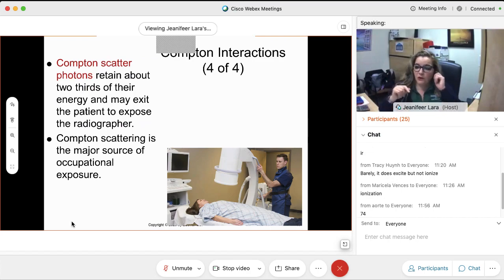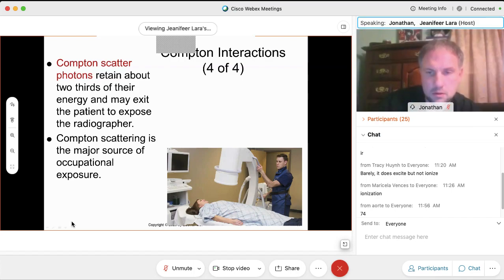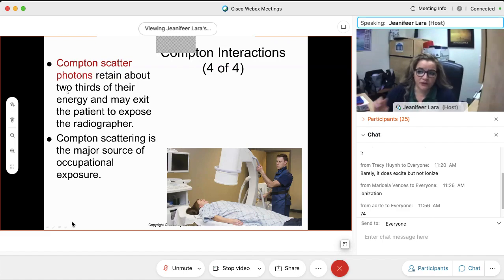As we're finishing up this section, Compton scatter photons retain about two-thirds of their energy after they've collided with a middle or outer shell electron, compared to the incident photon, and may exit the patient to expose the radiographer. This is why we have to be shielded. X-rays go in, cause some type of interactions, and we know there's going to be scatter. Photons are emerging from this patient, and therefore we shield our vital organs. Make sense?